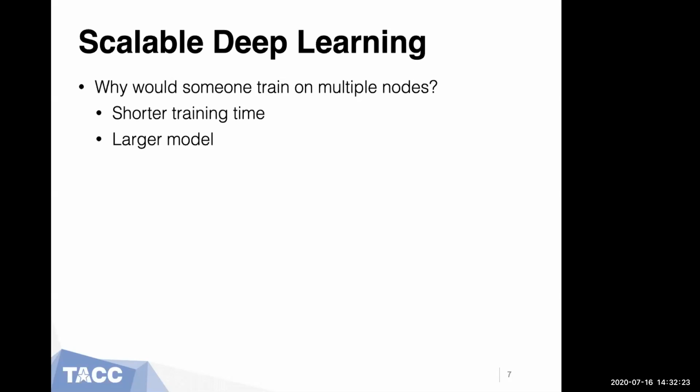The other reason people use multiple nodes is that sometimes they have a really large model, and this model simply exceeds the memory limit of a single device, a single GPU or CPU. So they have to partition the large model, deploy it onto different GPUs, and leverage all these GPUs for training.